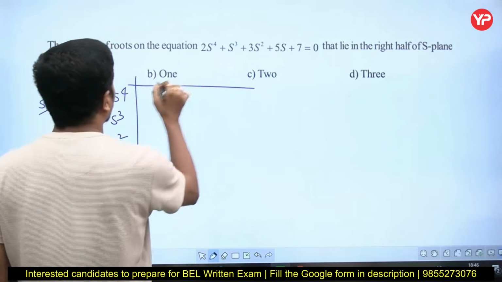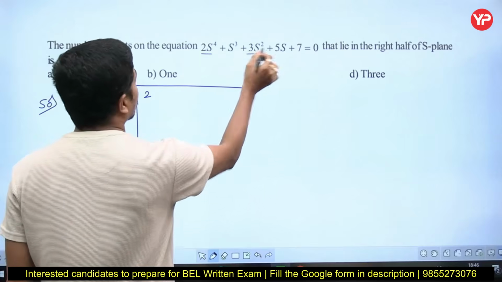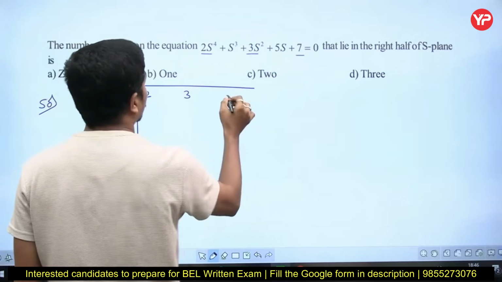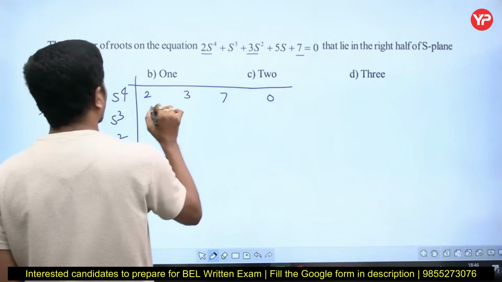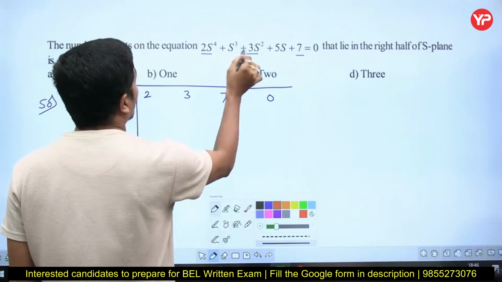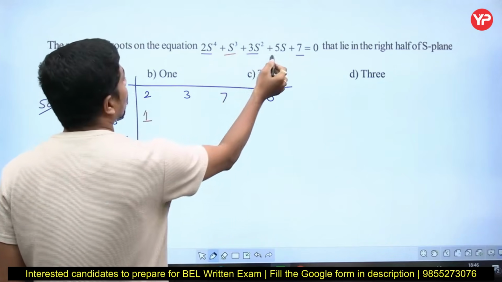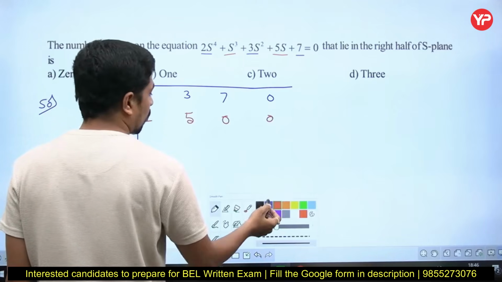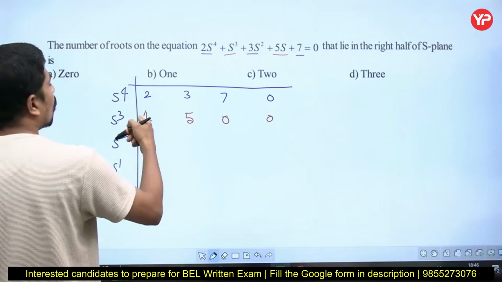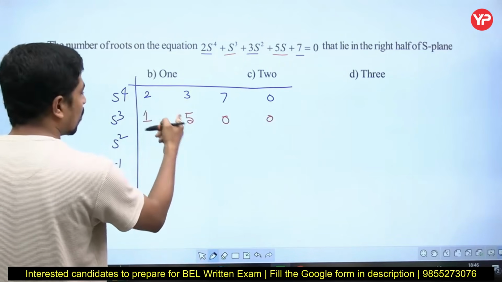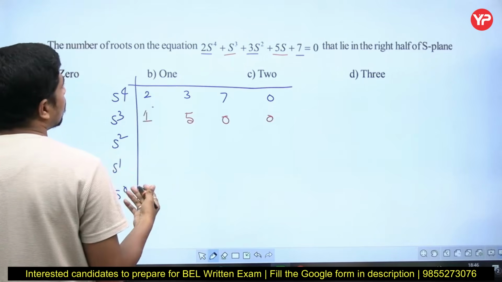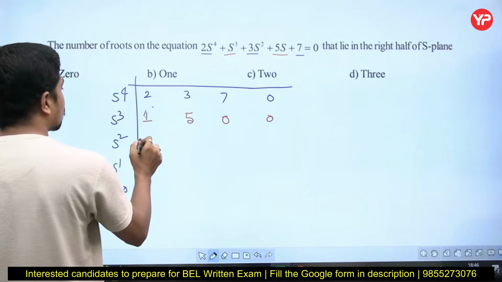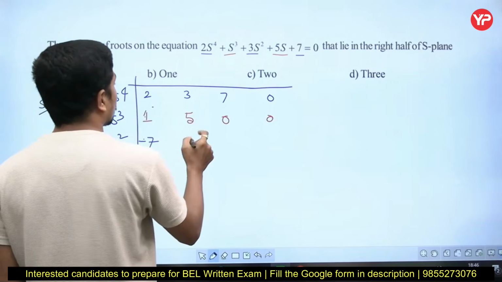Now come here. 2 is there, 2 you take. Next you take 3, next you take 7. After that nothing is there, take 0. Next 1 you take, yes, 1 we take, 5 you take, okay, 0, right? Next 1 into 3 minus 10. How much is it? Minus 7. Minus 7 by 1 is minus 7. Okay. Next, this will be 7.